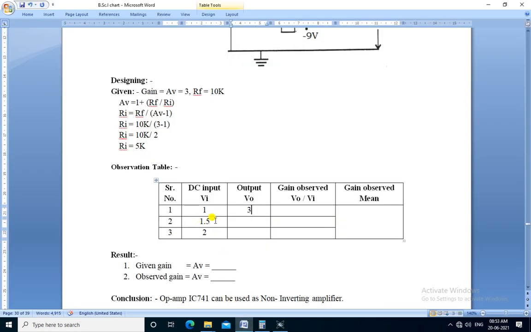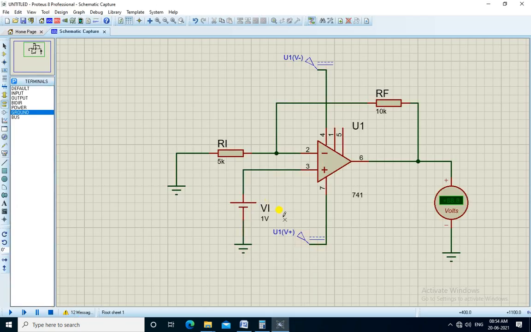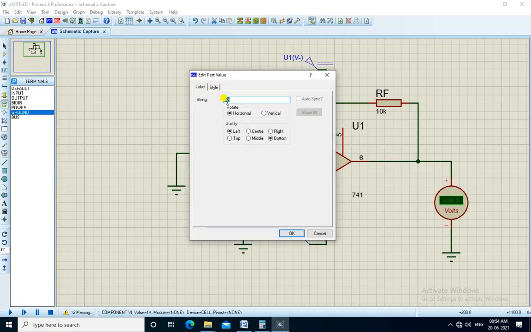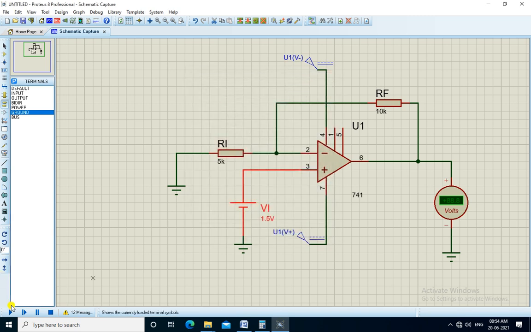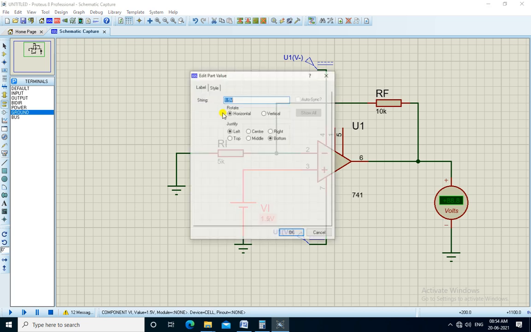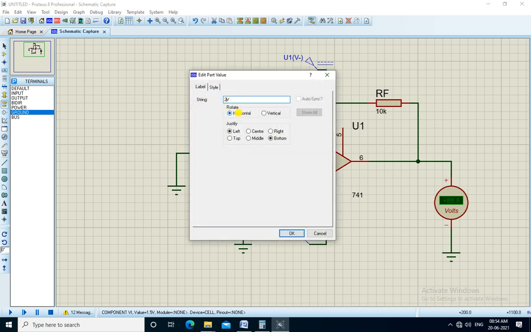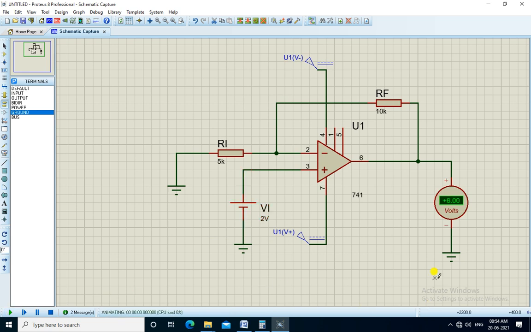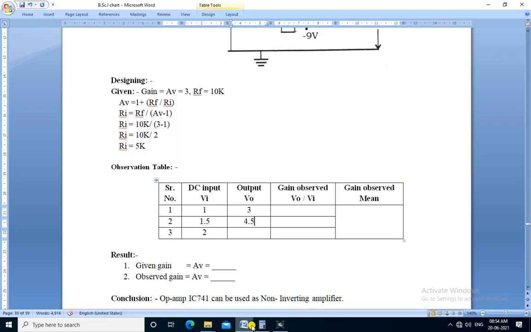Second observation, VI is 1.5. We change the VI to 1.5 volt and run the simulation. We get the output voltage 4.5 volt. We note down here 4.5 volt. For third observation, VI is 2 volt. So we change VI to 2 volt. Run the simulation. We get the output voltage 6 volt. We note down here 6.